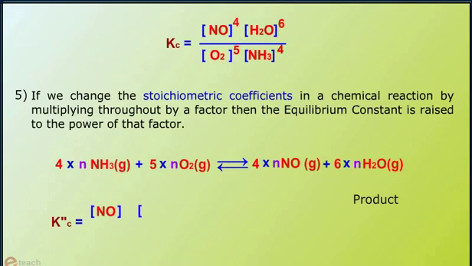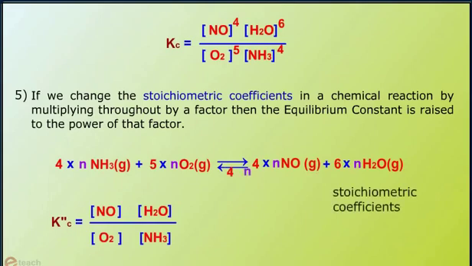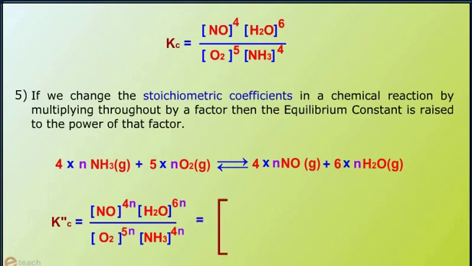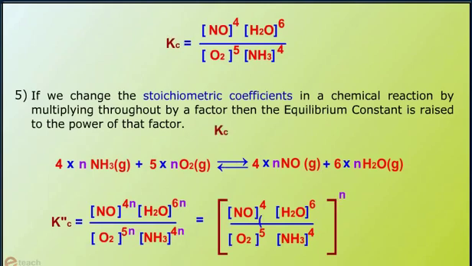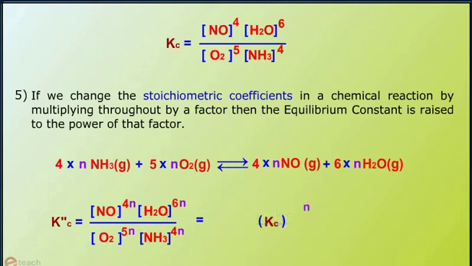The equilibrium constant for this reaction is equal to concentration of NO to the power 4n multiplied by concentration of H2O to the power 6n upon concentration of O2 to the power 5n multiplied by concentration of NH3 to the power 4n, which is equal to Kc to the power n.